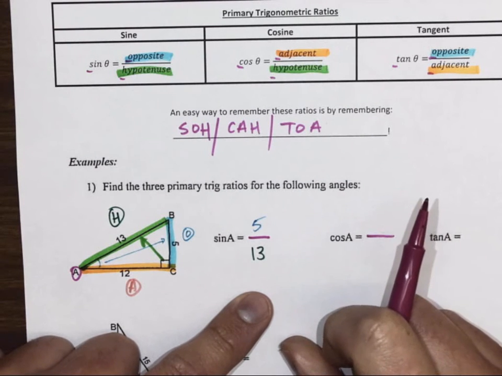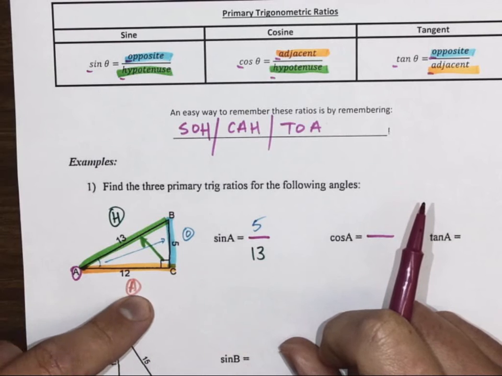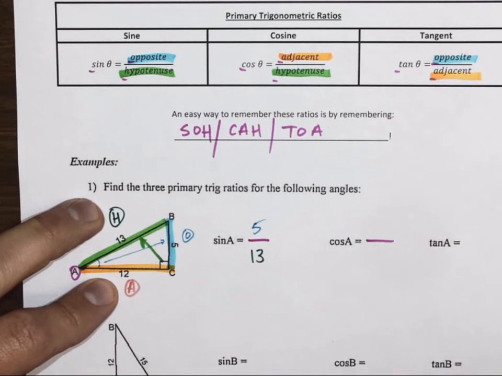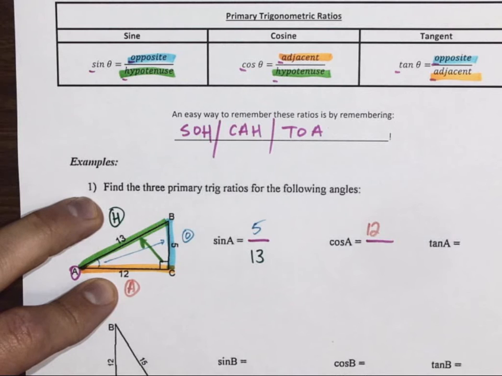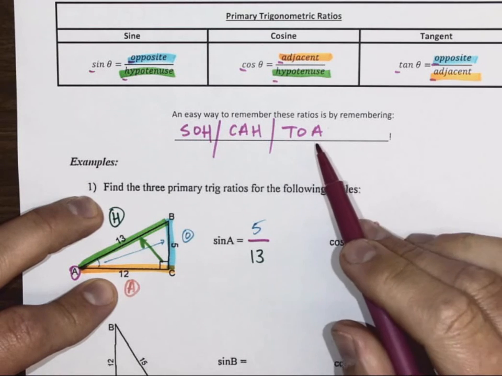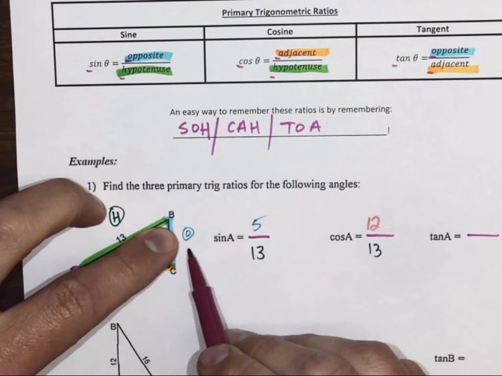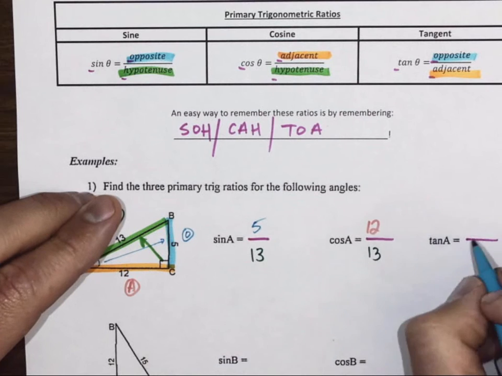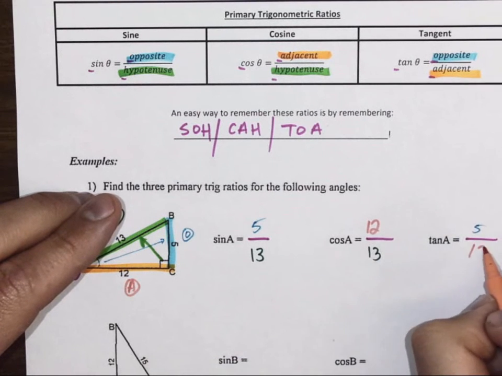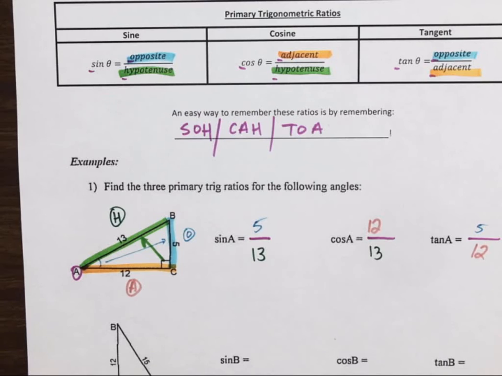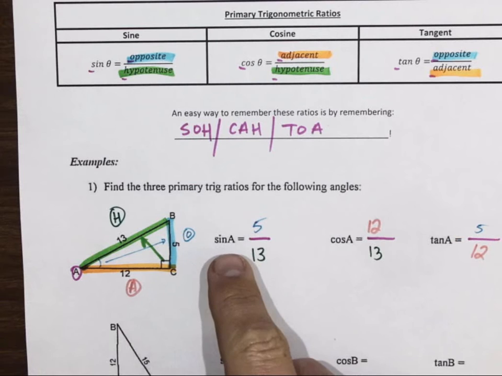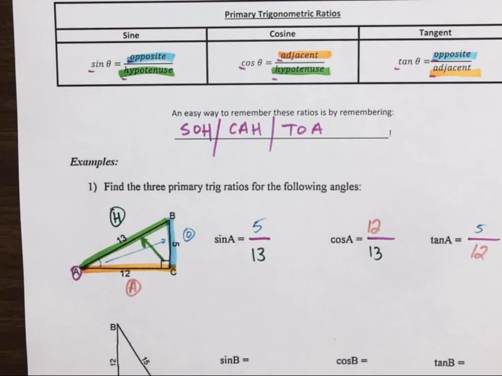Cosine, so ca, A over H. So it's going to be adjacent over hypotenuse. Tangent, tan, SOHCAHTOA, not toe, but toa. Tan, we're going to use opposite over adjacent, so 5 over 12. Okay, so I could calculate that and see what they actually are, and then figure out what the actual angle is, and I would have the same angle for all three.